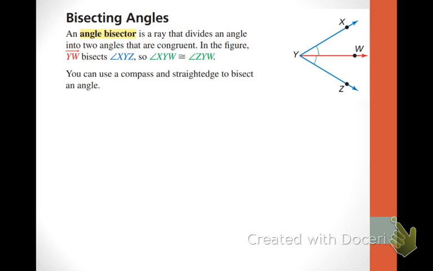So you're writing this down. It's at the top line of your notes, on the next page. A ray that divides an angle into two congruent angles. You can say angles that are congruent, or you can say two congruent angles. So a ray that divides an angle into two congruent angles.